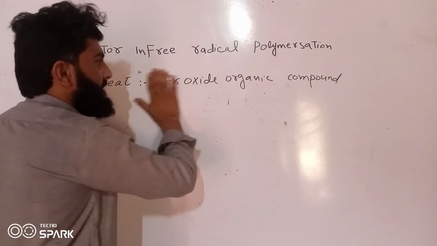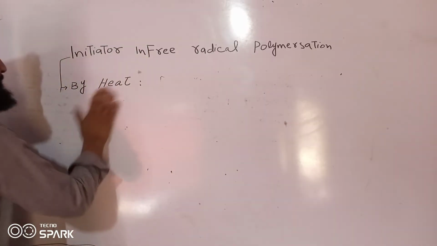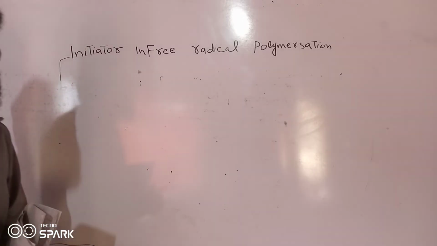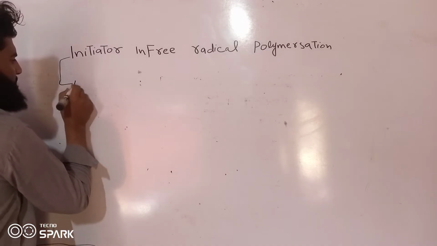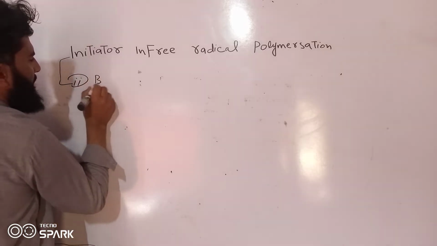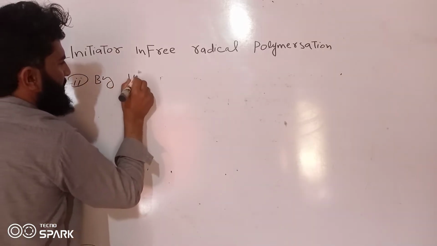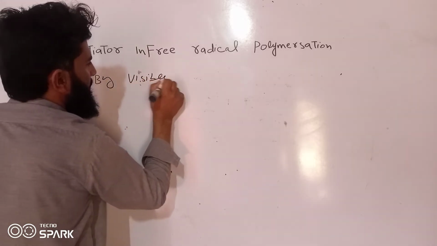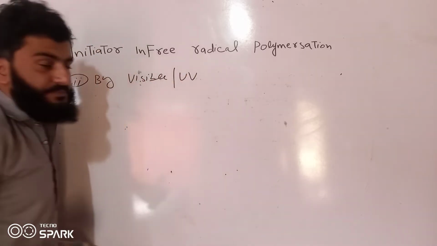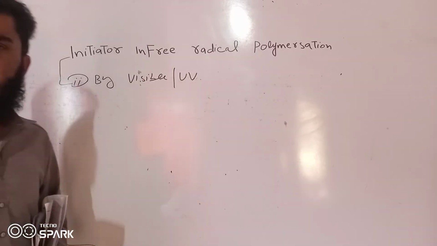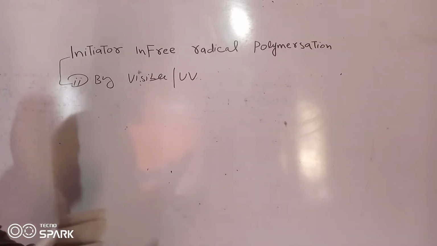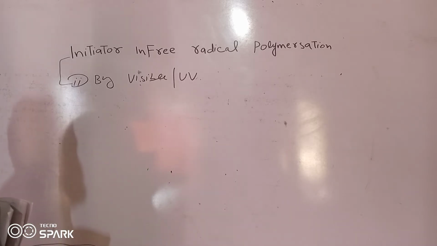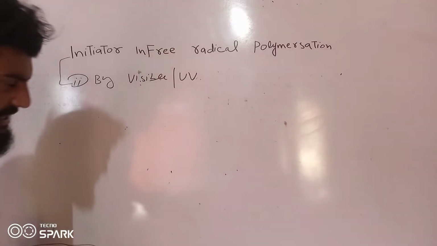The next is by using ultraviolet radiation. The second one is by visible and ultraviolet radiation. By using visible and ultraviolet radiation we can also produce a radical. And these radicals are called initiator in free radical addition polymerization.